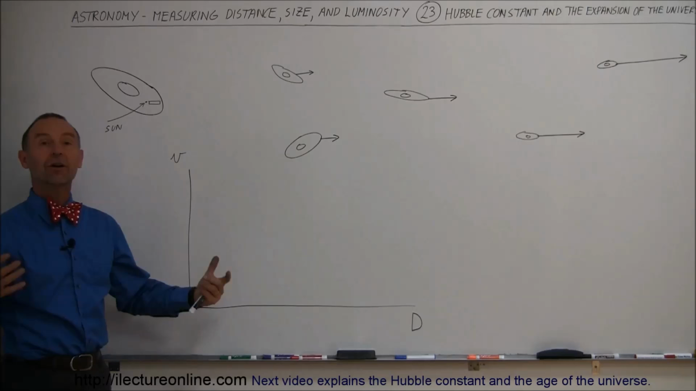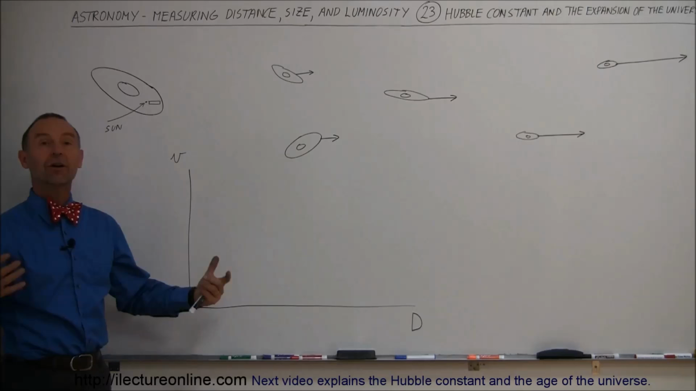So in the same way, he built up an equation where the vertical axis was velocity. The slope, we call that the Hubble constant, h sub naught, known as the Hubble constant. And then, of course, on the horizontal axis, we have distance.